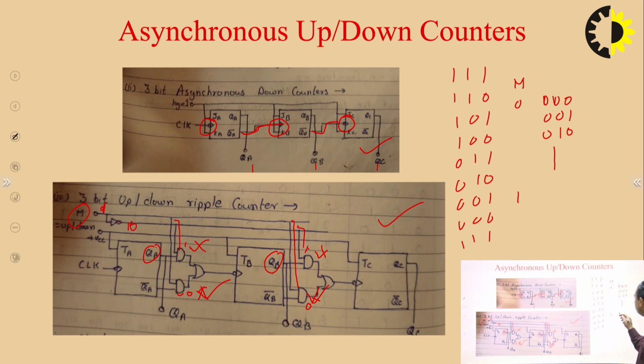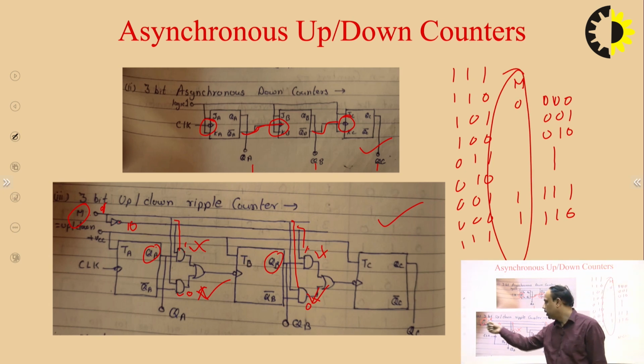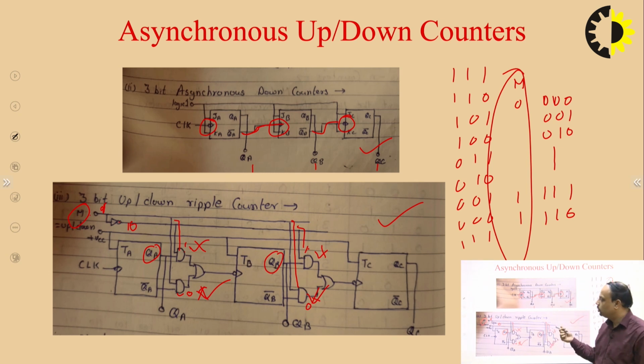and the count for m equal to 1 starts from 1 1 1 to 1 1 0 to 0 0 0. So with the help of this mode select circuit or mode select input, we can trigger this same counter as the up counter as well as the down counter, as we can see over here.